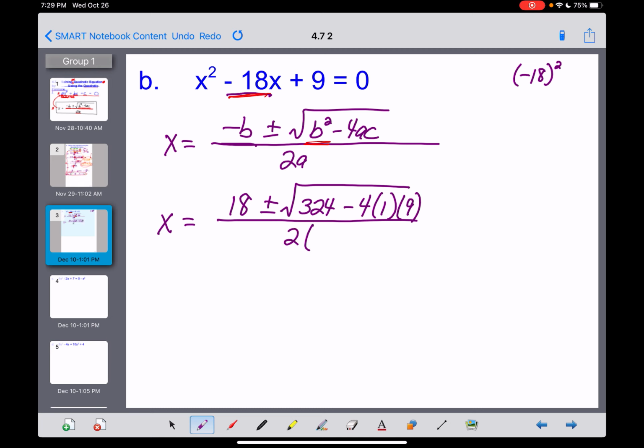All over 2 times, again, an a value of 1. All right, let's see what that does for us. And I tell you what, guys, I might try to work across here to save a little bit of space. This is going to be 18 plus or minus the square root of, and just like in the last problem, I would do all of this radicand in your calculator in one big step.